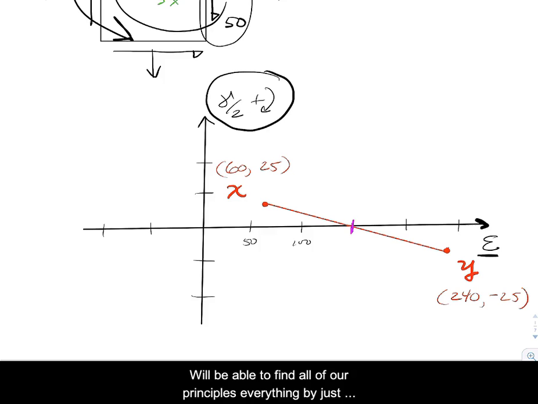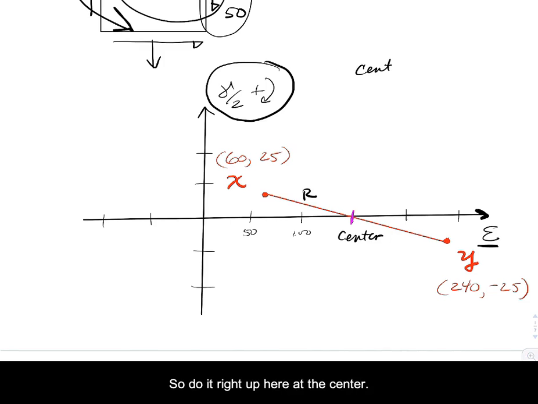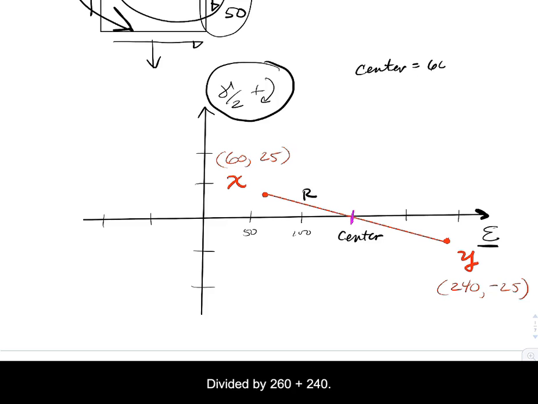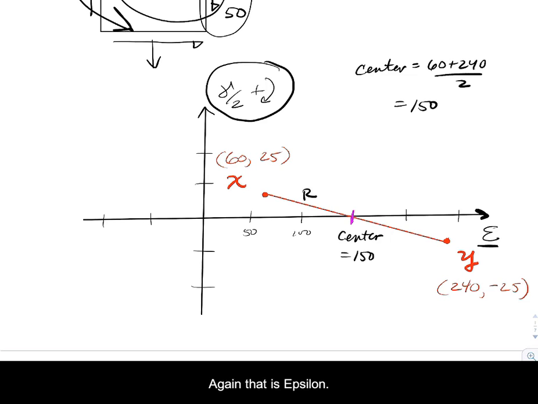We'll be able to find all of our principal values, everything, by just finding really two main elements. I need the center and we need the radius. So we'll do it right up here, the center. All I'm going to do is take both horizontal coordinates, add them together, and divide by 2. So 60 plus 240 divided by 2. So we end up with 150. So I'm just going to put that right there. And again, that is epsilon average.